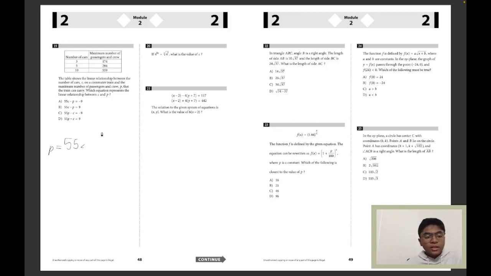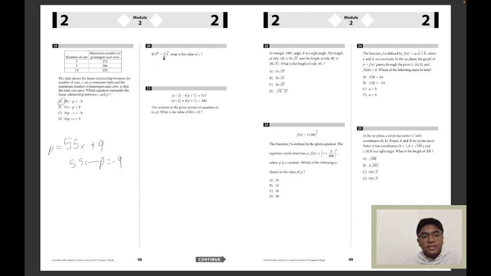So 3 times 155 is 165, so that means I have to add on 9 to make the equation work. So P is equal to 55C plus 9. This is our y-intercept. Now I need to set up the equation in the way that they wrote it. So I need to do 55C minus P is equal to negative 9. And that looks like answer choice A.